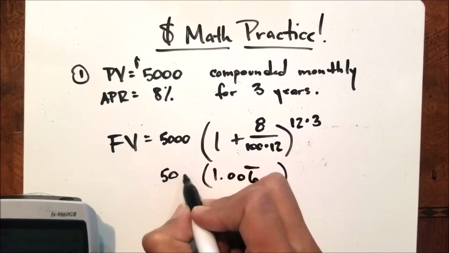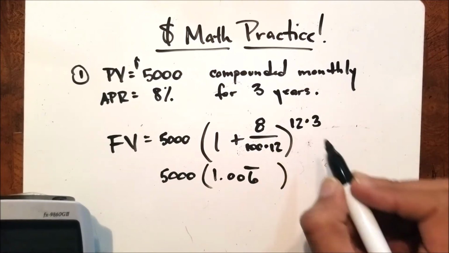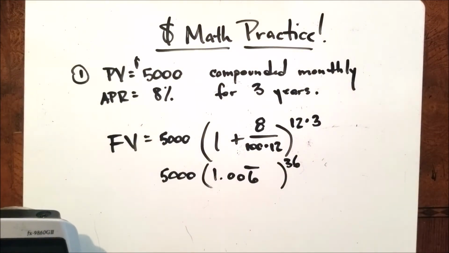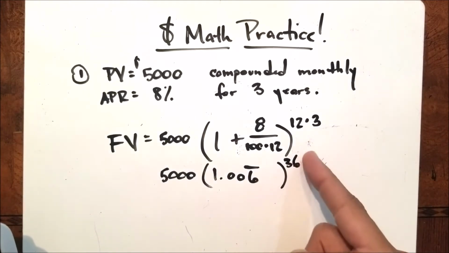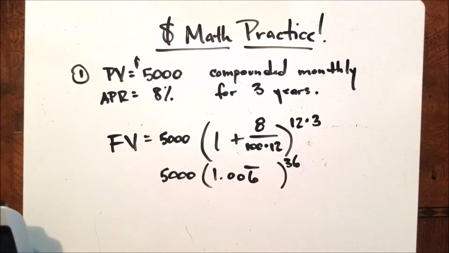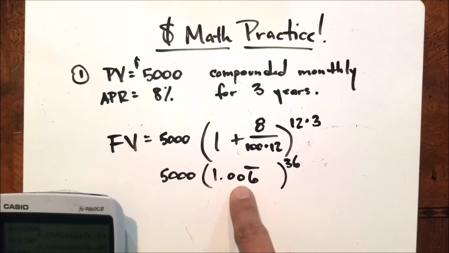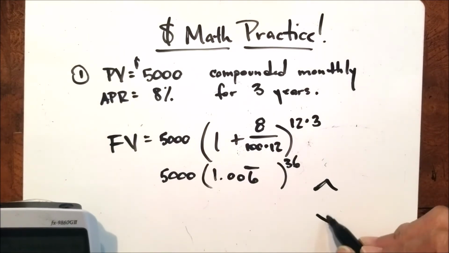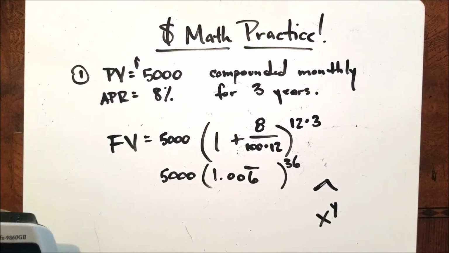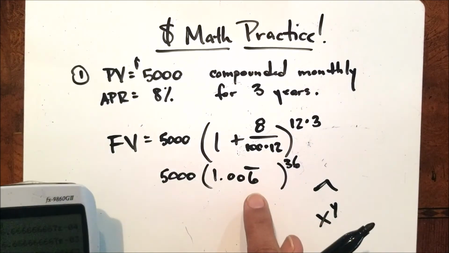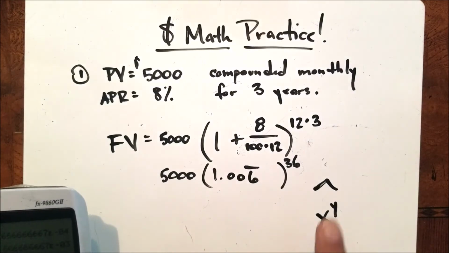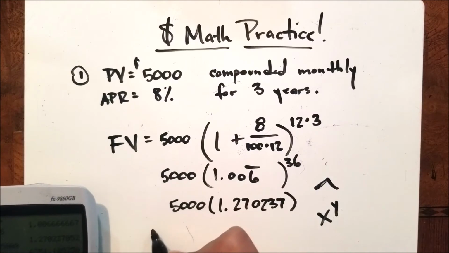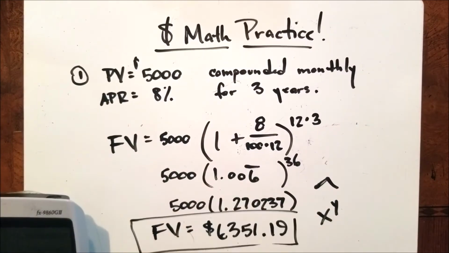I still have 5,000 out front, and I still have this exponent here, but 12 times 3 gives me an exponent of 36. Now, don't forget, I have to do the exponent before I do the multiplication, so I have to raise this to this power. On your calculator, you're looking for a button like this, or a button like that, to raise anything to any power. So I'm going to raise this 1.006 repeating to the 36th power. And my future value is nice.